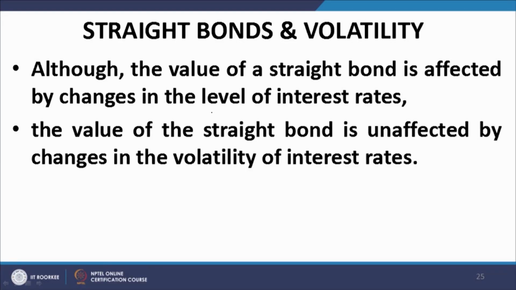That is what volatility of a given stochastic, random variable is. So, as far as the straight bond is concerned, the value of the straight bond is affected by changes in the level of interest rate. Please note this point. These are nuances, and we need to take care of that. Obviously, if the interest rates increase, the value of a bond decreases. If the interest rate decreases, the value of the bond increases. That is quite natural. Why does it happen?